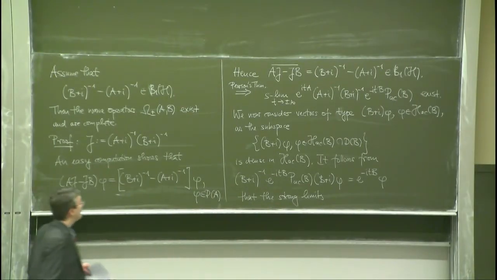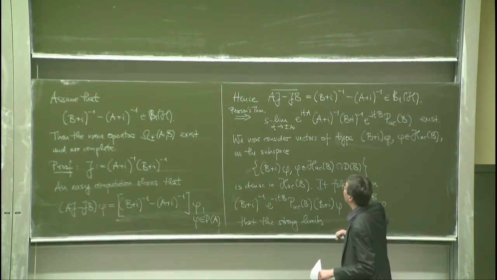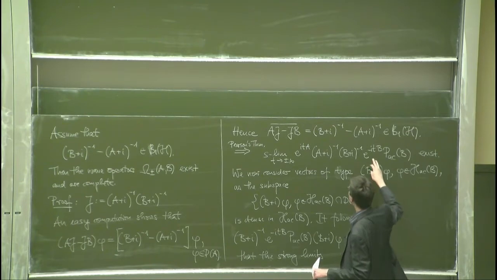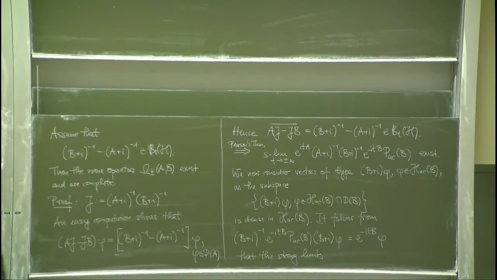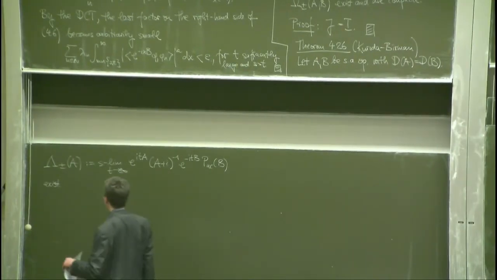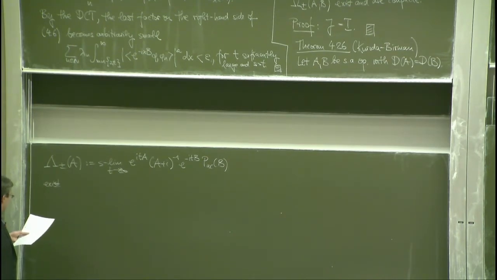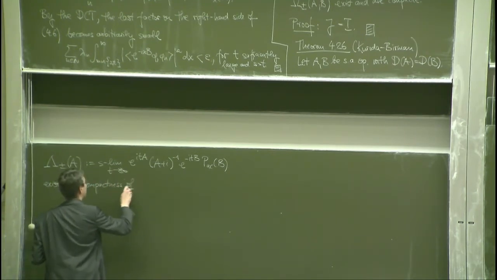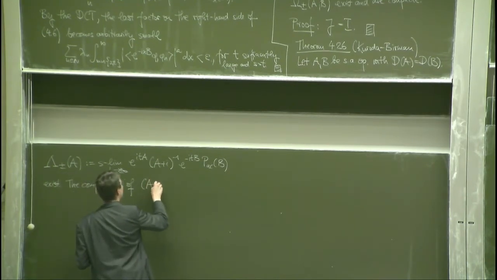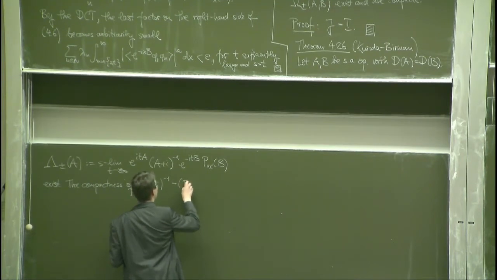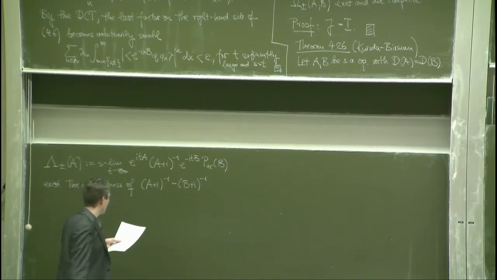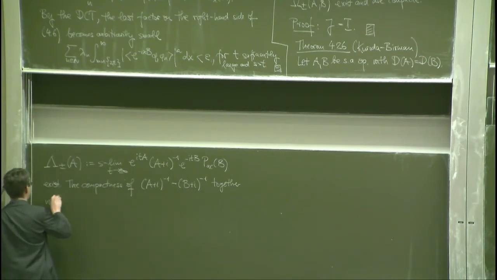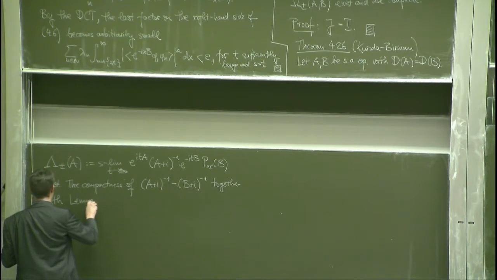Let's look back here. We know from Pearson's theorem that this strong limit here exists, and if we apply it to vectors of this type, this computation shows that the term that I had written down on the other blackboard exists. This term that I had denoted as Lambda plus minus of A exists. This is the consequence of what we had obtained so far. Now the compactness of (A plus I) to the power of minus 1 minus (B plus I) to the power of minus 1, because this object is trace class, together with lemma 4.20.